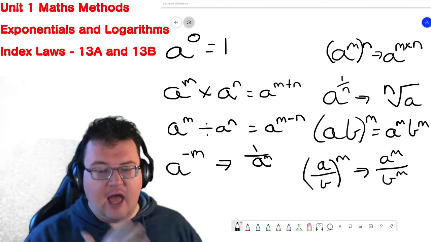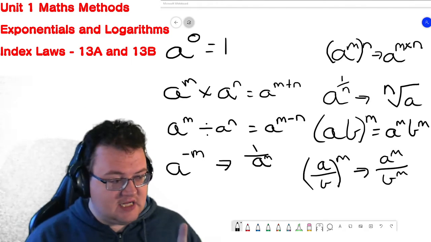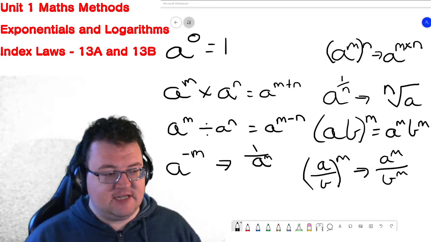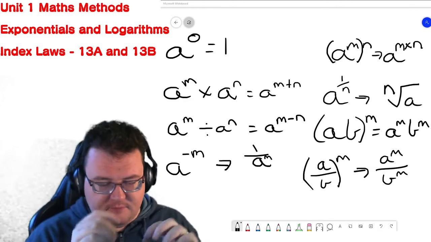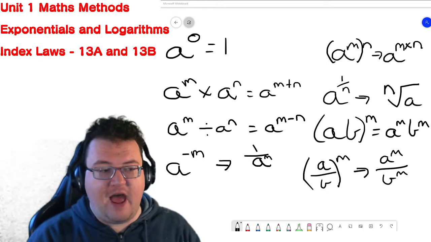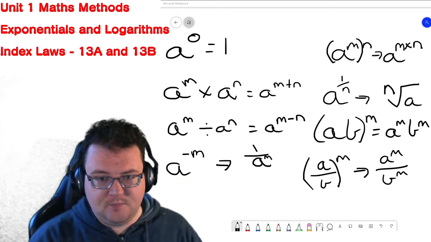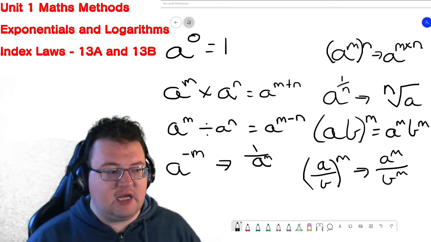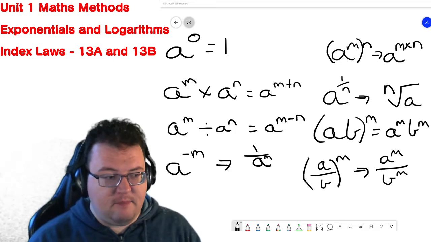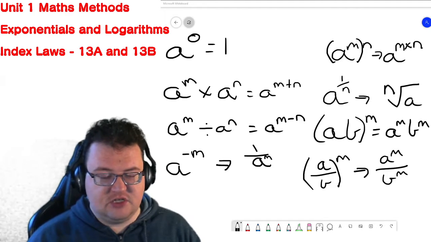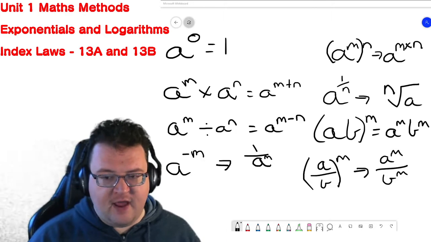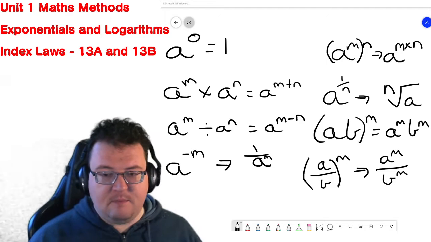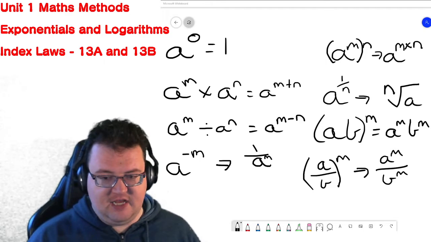If I have a fractional indice, and this is going to become important in a moment, then I am taking that root, the denominator of the fraction, of my base number. Then the last two are pretty much the same: if I'm raising multiple things inside a bracket to a power, everything gets raised to that power. So if it's a times b, all to the power of m, then it's a to the m, b to the m. If it's a divided by b, it's a to the m divided by b to the m.